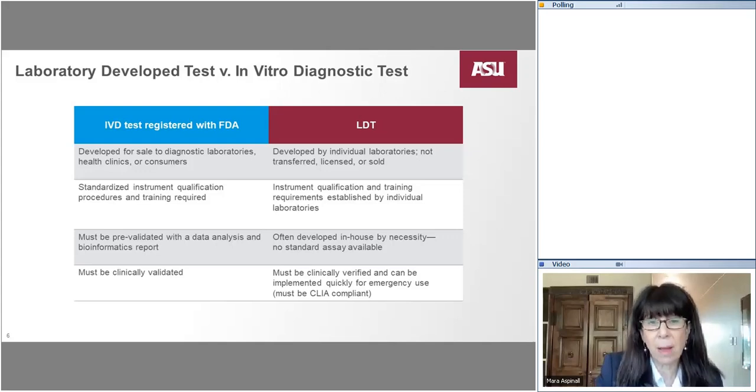Most of the time we talk about traditional LDTs, but given we're still in a worldwide pandemic, there are some exceptions here where they can be implemented quickly for emergency use, but they still need to be CLIA compliant, and that would be called an EUA. So that gives you the initial background.